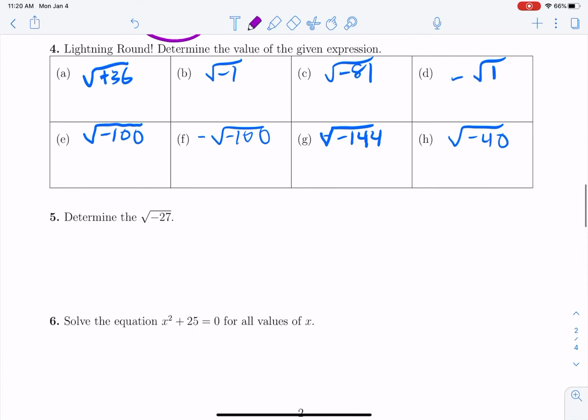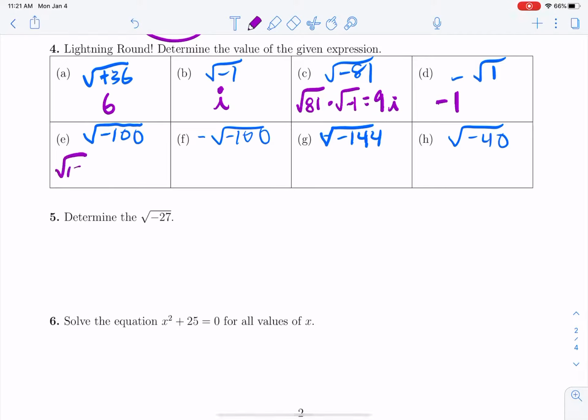All right, in the lesson we did a lightning round. Very quickly I can go through these. Square root of 36 we know is just 6. Square root of -1 we said was i. Square root of -81 I can rewrite as the square root of 81 times square root of -1, which is 9i. Negative square root of 1, I can just rewrite that as -1. Square root of -100, well, I can rewrite that as square root of 100 times square root of -1, so that's 10i.